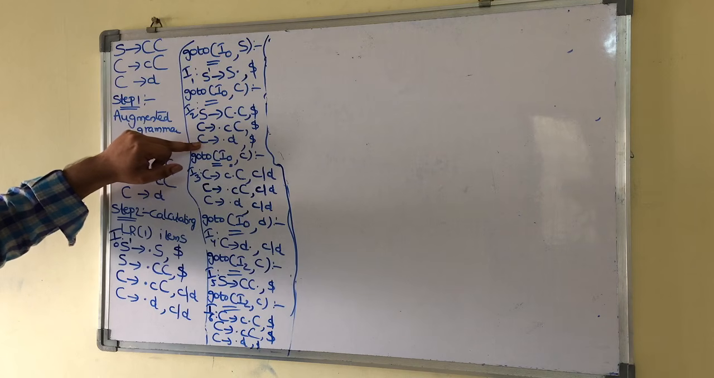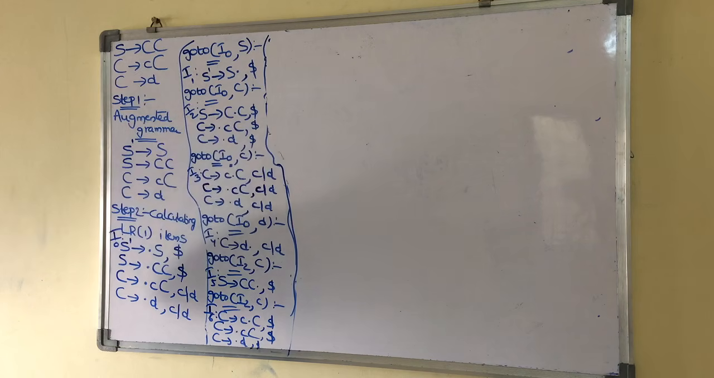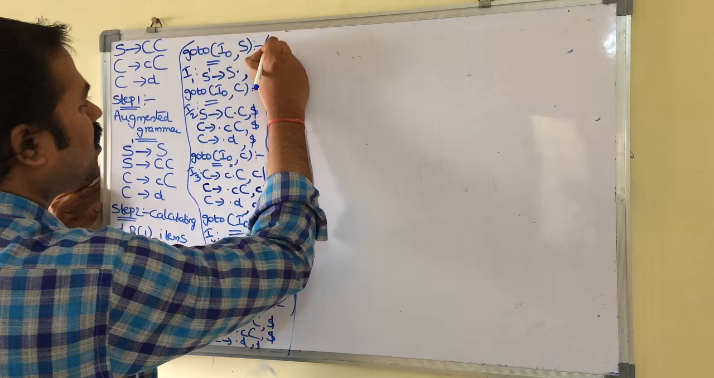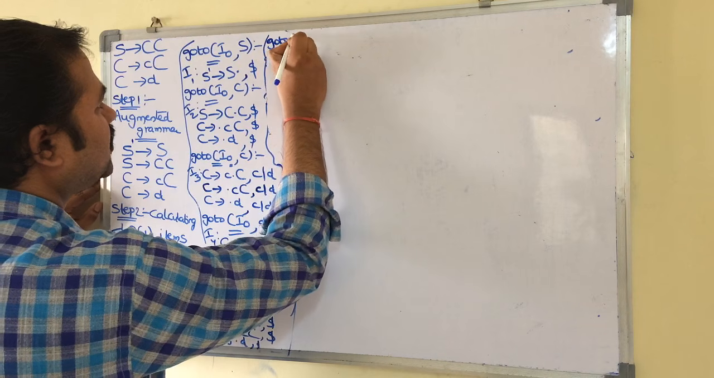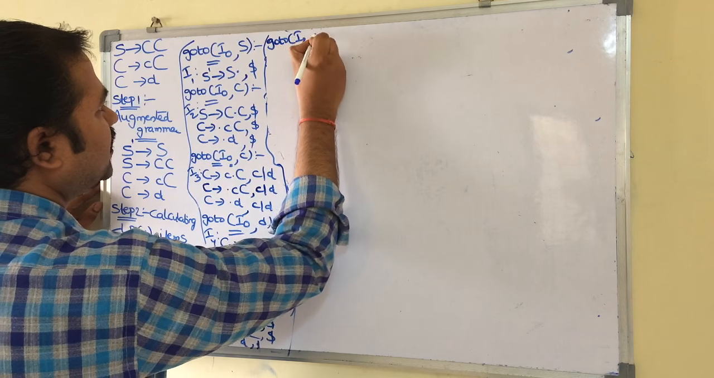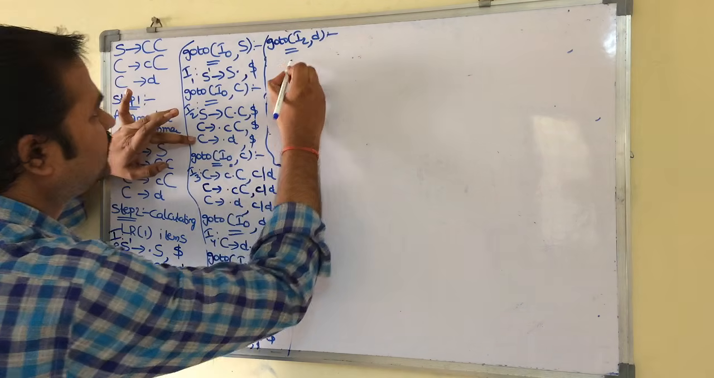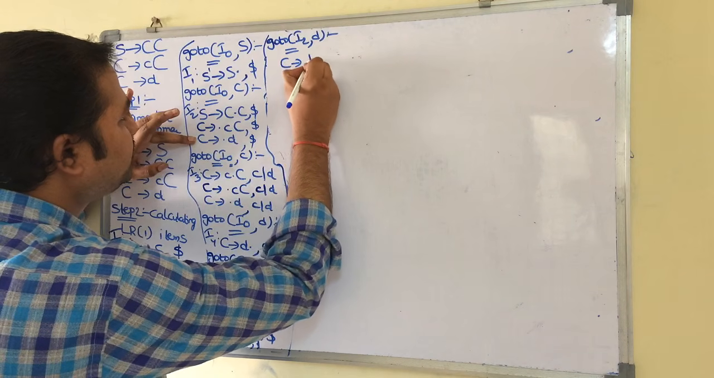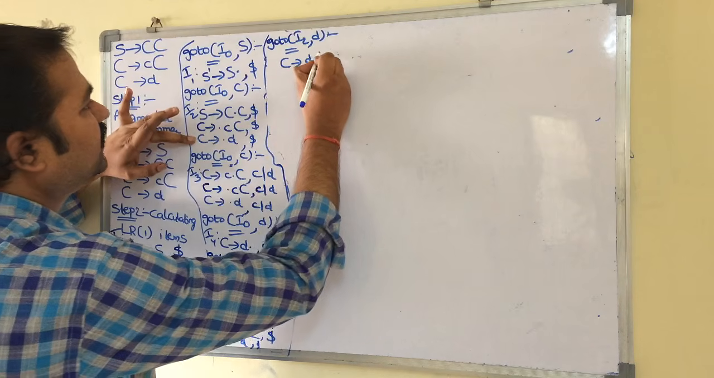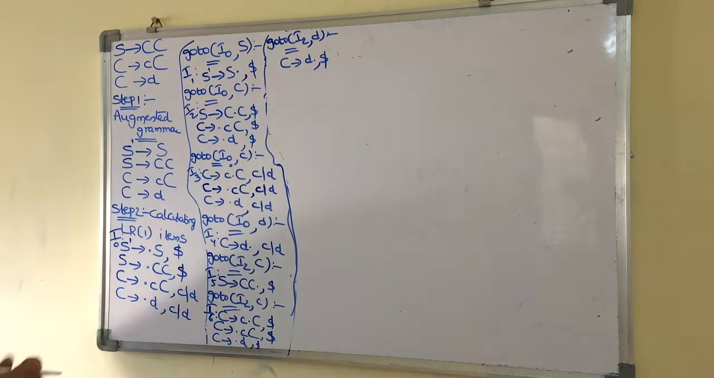So next we have to apply small d on I2. So goto of I2 comma d. Whenever we apply goto, then dot will be moved one position to the right. So the production will become C produces d dot comma. We have to write the look ahead part as it is.